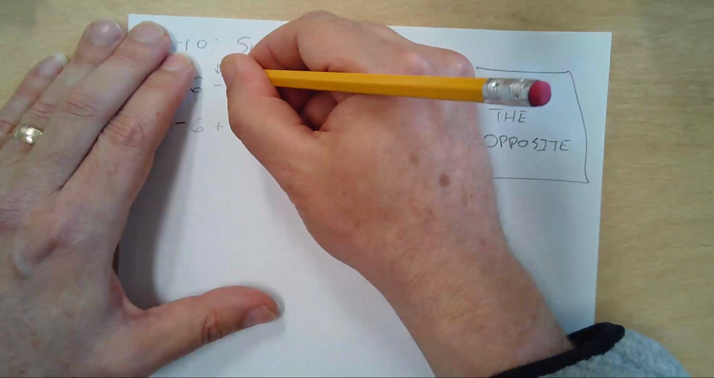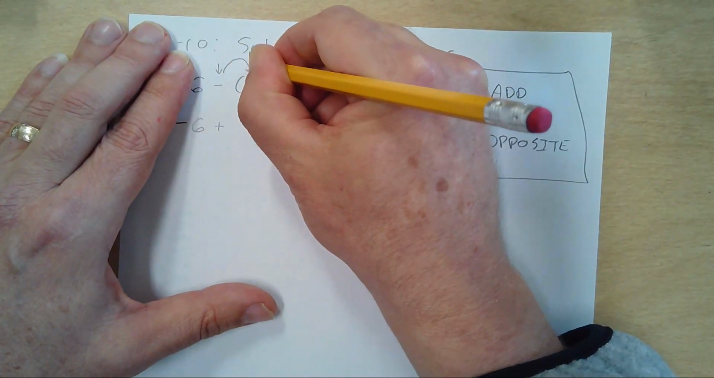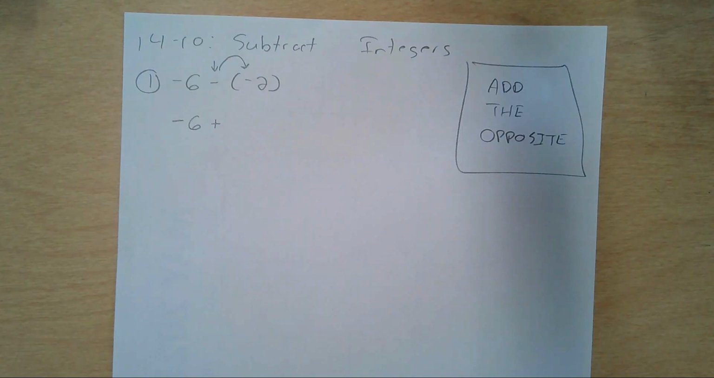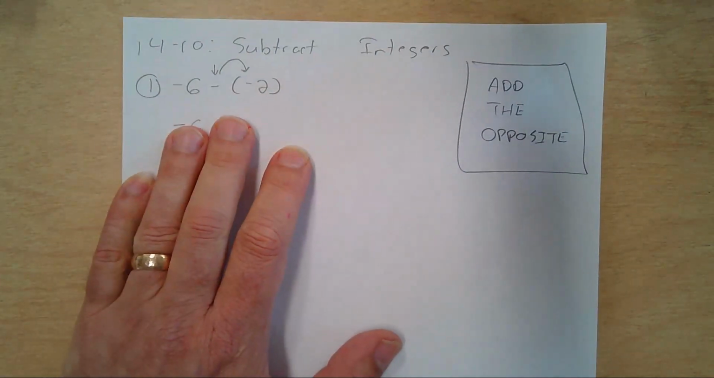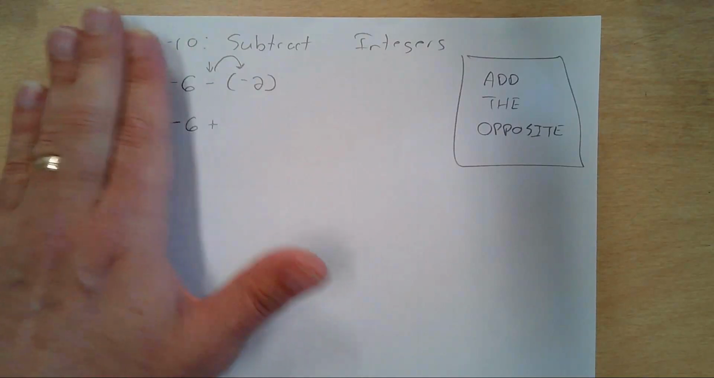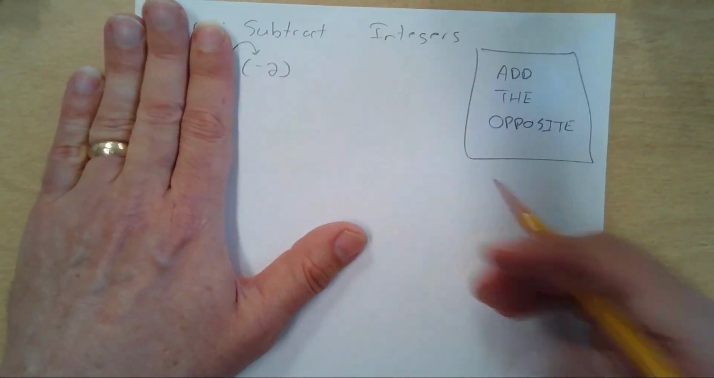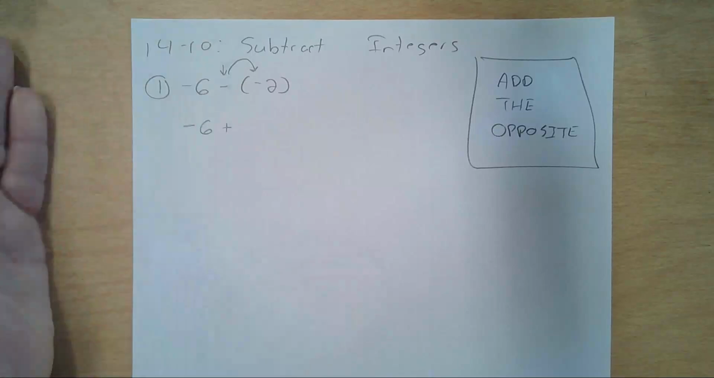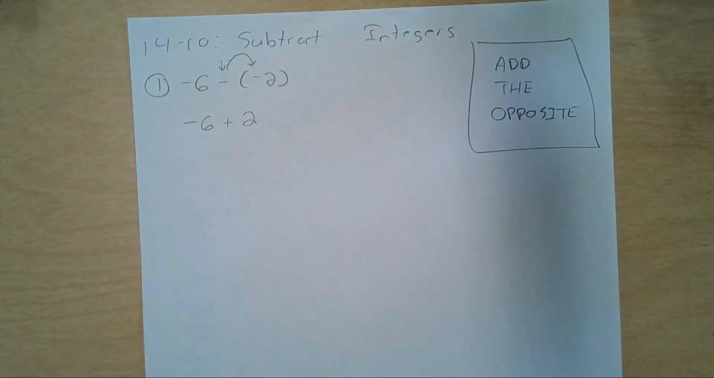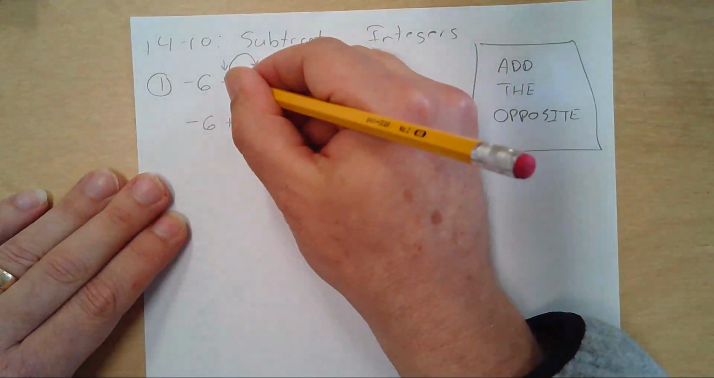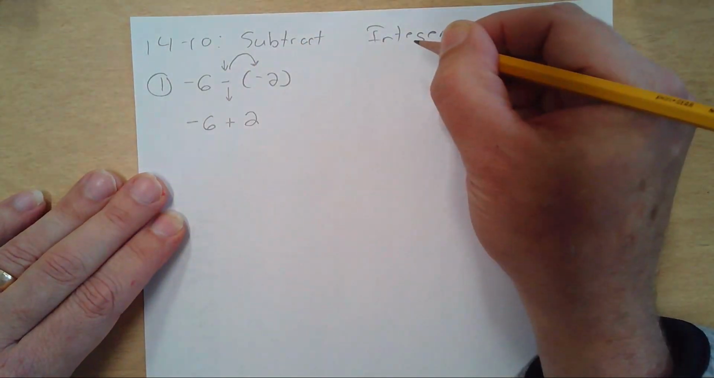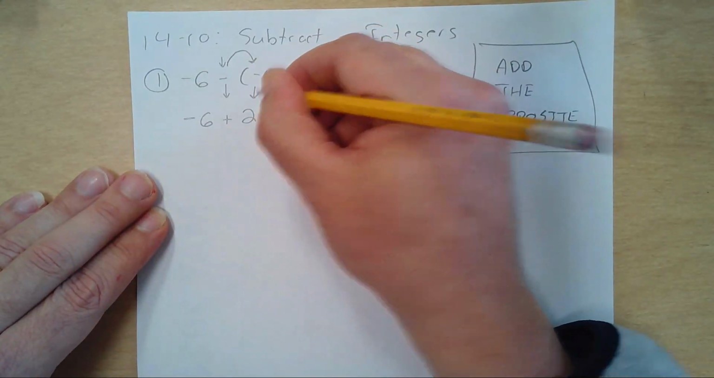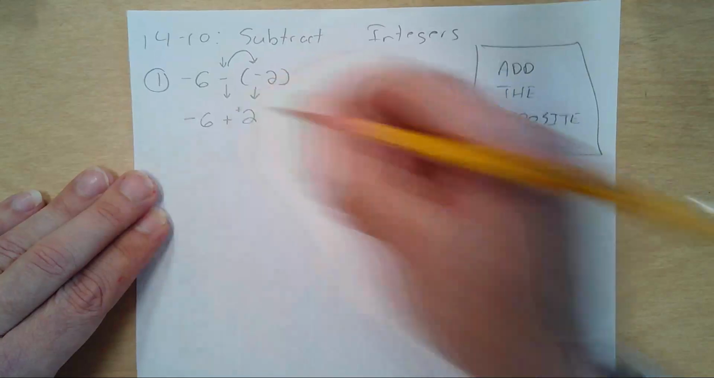Add the opposite. So whatever I'm subtracting, in this case, I am subtracting a negative 2, right? So if I say add the opposite, well, that's become a positive. What is the opposite of negative 2? Positive 2. Boom. This is the same problem here. Subtracting a negative 2 is the same thing as adding. My subtraction becomes adding, and then the opposite. The opposite of negative 2 is positive 2.